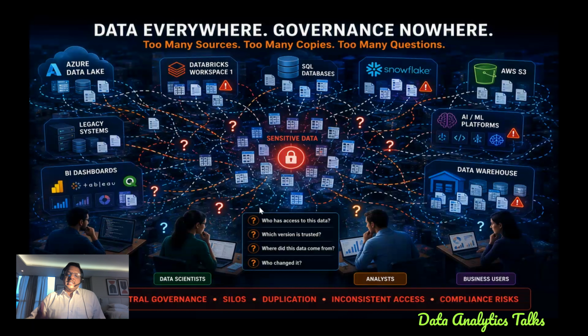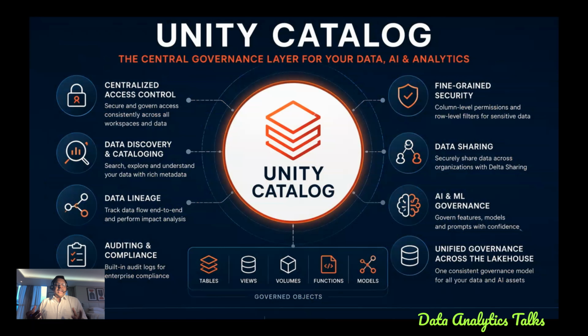As organizations scale their data and AI initiatives, these questions become critical. Without proper governance, a data lake quickly becomes a data swamp. And that's exactly where Unity Catalog comes in. Unity Catalog, the central governance layer for your data, AI, and analytics.